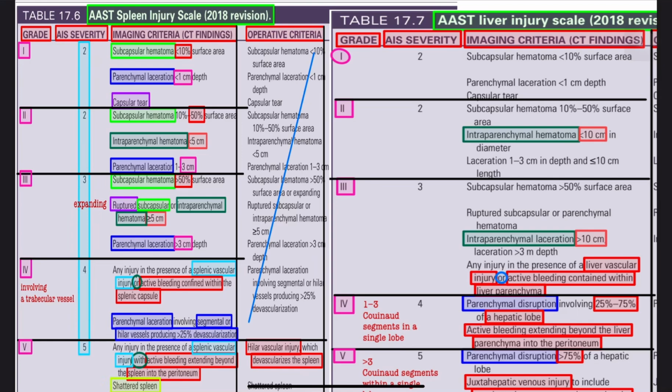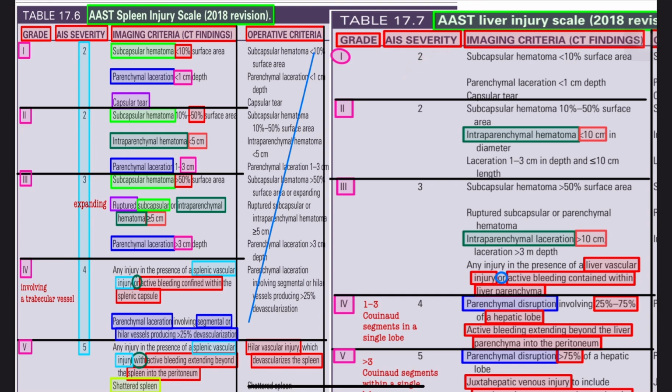I think this is the best compilation I could do. So let's see. Grade 1, we will see mainly splenic injury and compare with liver injury, and if there is any difference, we will point it out. You can see the grading starts from 1 2 3 4 5, same in liver also, but AIS severity starts from 2, not from 1, both in spleen and liver.